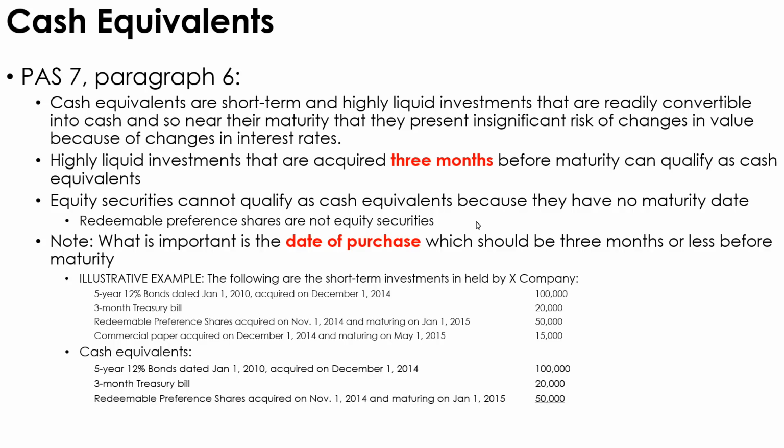And this commercial paper acquired on December 1, 2014 and maturing on May 1, 2015. How many months is that? January, February, March, April, May, 5 months. So that is not qualified as cash equivalents. So the total cash equivalents is 170,000 pesos.